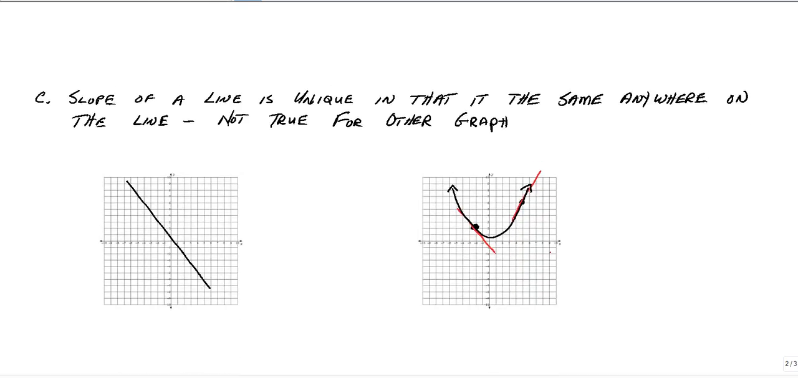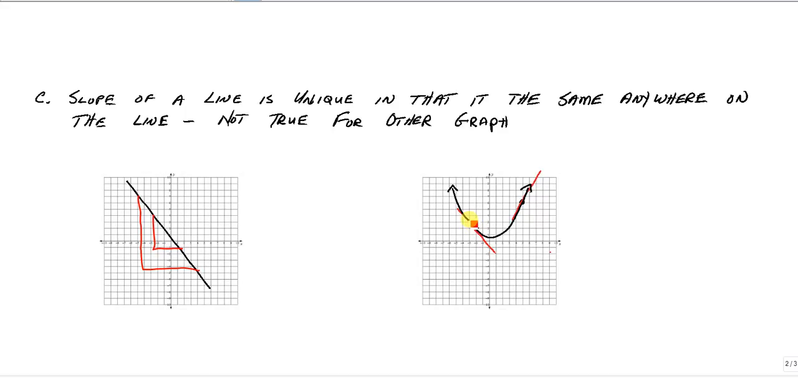Okay, we've already talked about this. The slope of a line is unique. It is the same anywhere on the line. It's not true for other graphs. For example, no matter where I'm at on this, the slope from this point to this point is always going to be the same. It's the same slope from this point to this point. It's unique. Let's look at a parabola.